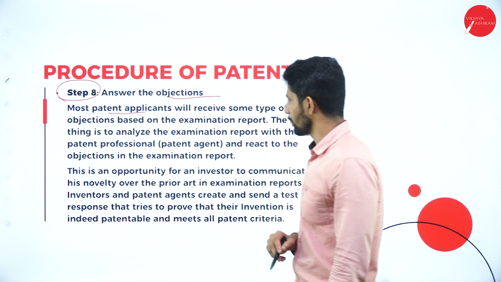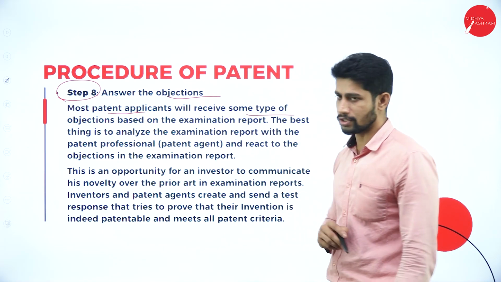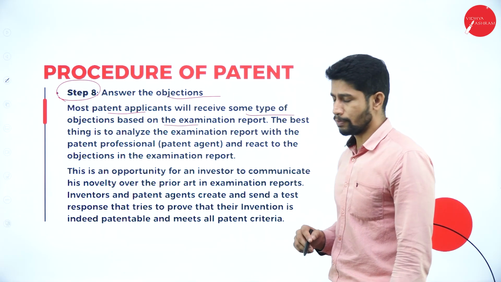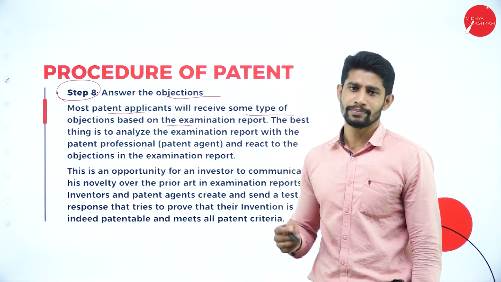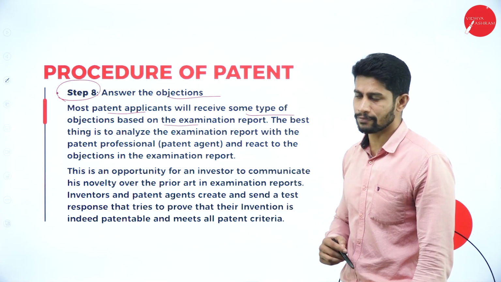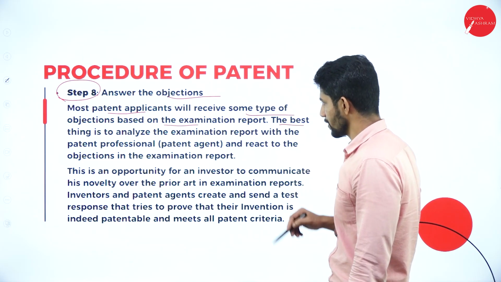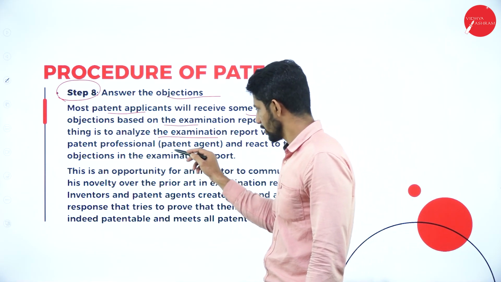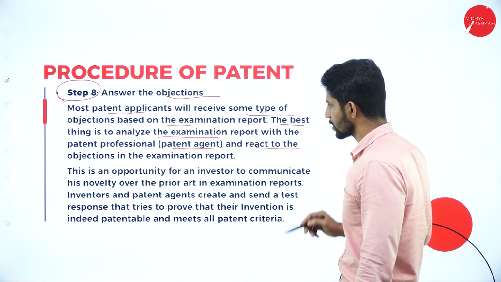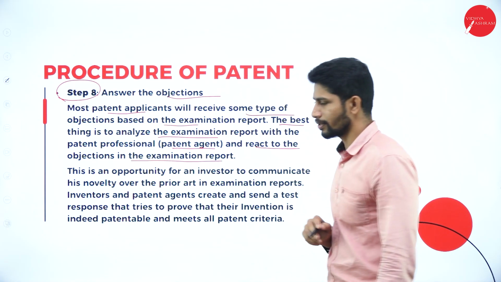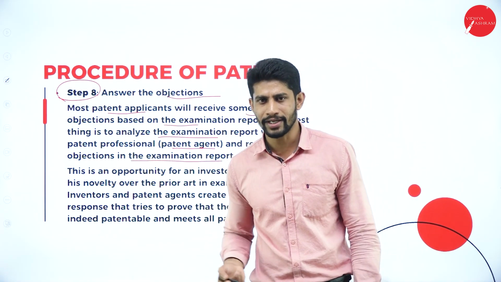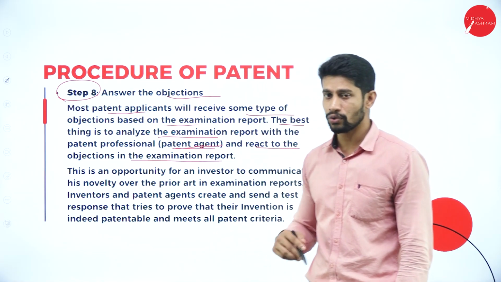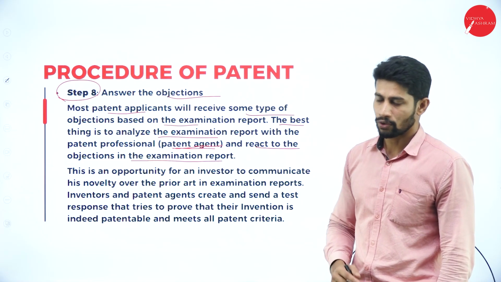So most patent applications will receive some type of objections based on the examination report. Based on the examination report, the examiner will object to a few points and you are supposed to answer those points. The best thing is to analyze the examination report with a patent professional, that is a patent agent, and react to the objections in the examination report. So once the objection is raised by the examiner, it is better to take the suggestion of a patent agent and react to the examiner's questions.